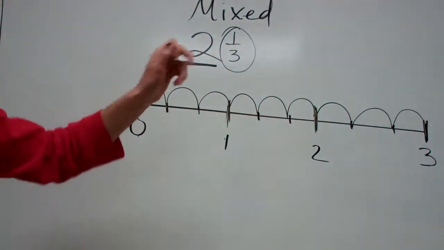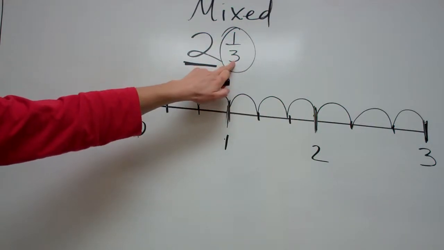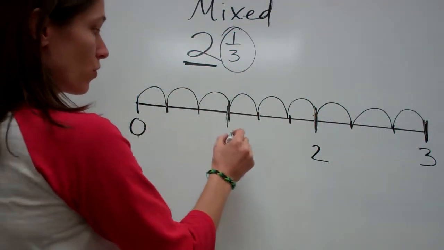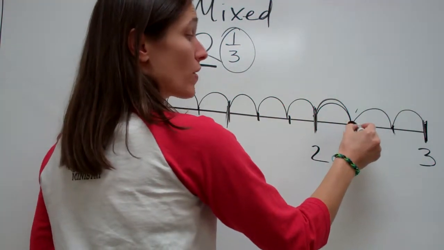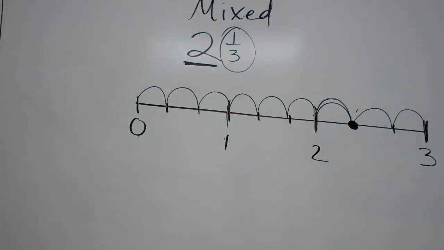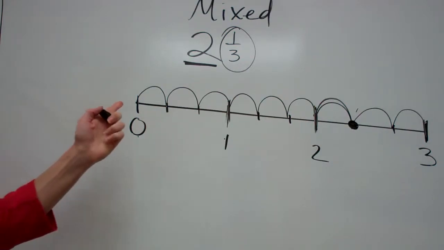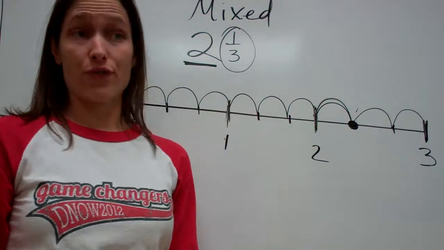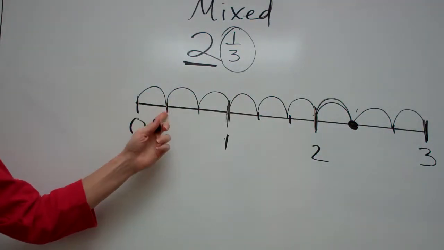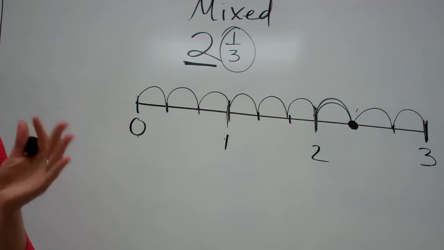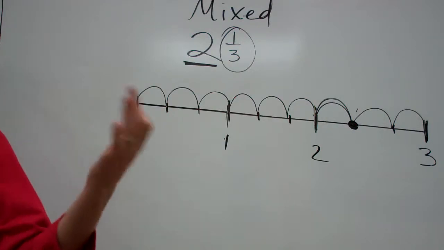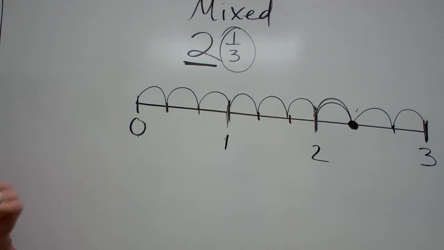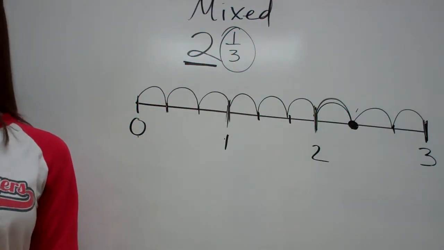All right. Now, 2 and 1 out of 3 would be 1, 2, and then 1 jump out of 3 jumps. So I would put my dot here. Everybody understand how I did that? Yes. Okay, now here's the crazy thing. All line graphs are going to be different. What I mean by that is, this one happened to have 3 jumps in between each number. Some are going to have 6, some are going to have 12, some are going to have 16. But you need to count your ticks or your units for each one, okay?